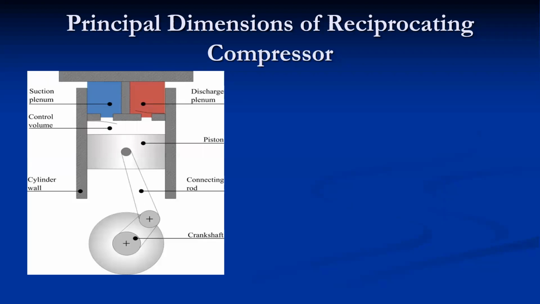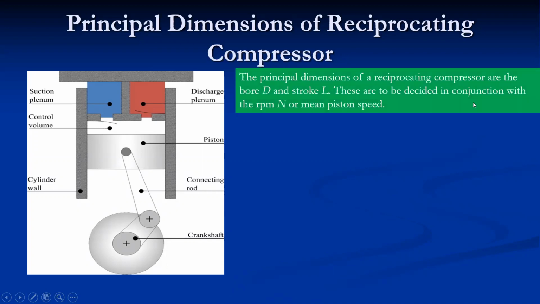This is the schematic layout of the reciprocating compressor. It's similar to our reciprocating air compressor. It's a piston cylinder assembly with suction and discharge manifold, control volume, cylinder, piston. The distance traveled by the piston from TDC to BDC is called the stroke, and this is called the bore, connecting rod, crankshaft.